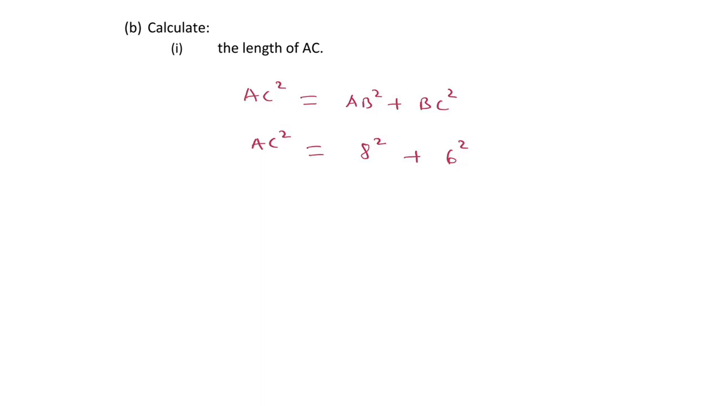Okay, so next we are going to apply the root both sides. Then our equation is going to be AC equals under root 8 squared plus 6 squared. Okay, so solving this, we are going to have AC equals under root 100. Solving the root, we are going to get AC equals 10. Therefore, AC equals 10 centimeters.